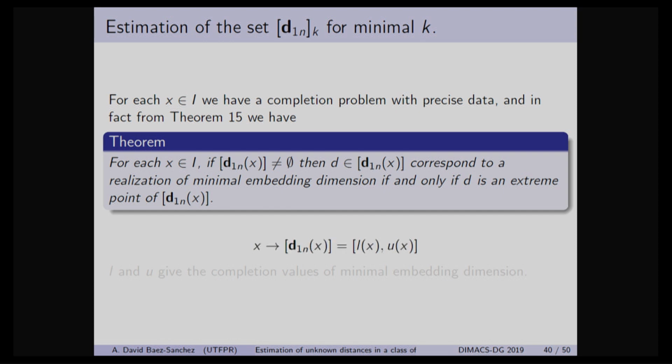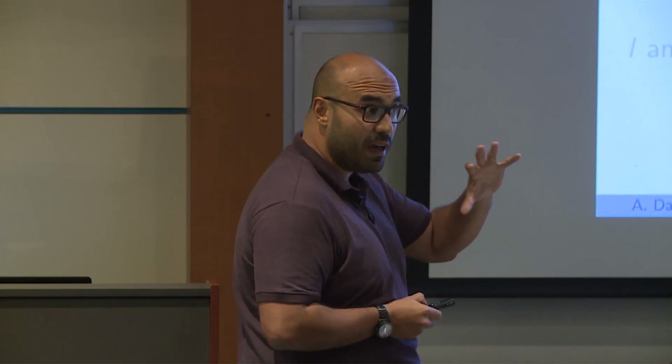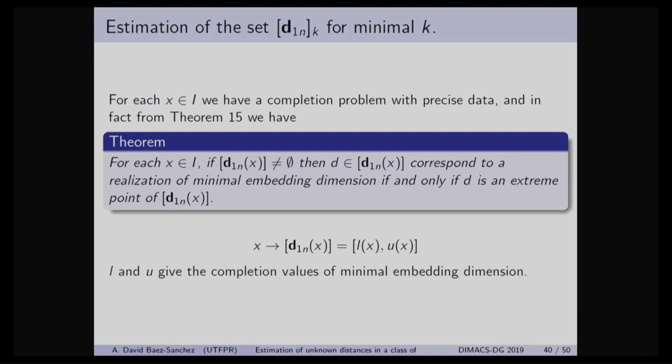So let's try to write this interval in a different way. For each x, you can find an interval, and the extremes of this interval are going to give you the values of minimal embedding dimension. The extreme. This is a really interesting result. The extreme values. So these functions L and U are going to give you the minimal embedding dimension.